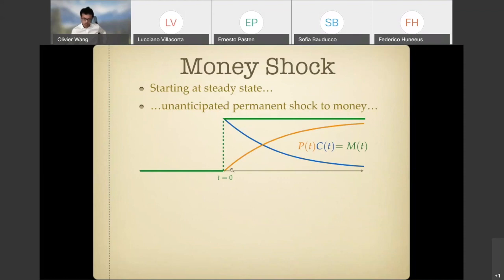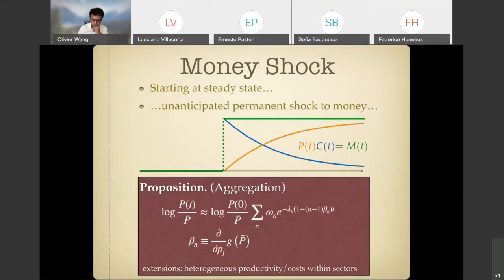Now, while the price hasn't converged, it means that consumption is higher than its steady state level, because nominal GDP has to be higher. And so you see that this is the dynamic. Consumption jumps, and it decays back slowly to the steady state. And so the faster the price level goes back to the steady state, the faster consumption is going to go back to its steady state, and the smaller the real effect of monetary policy. So a slower convergence means larger real effects.